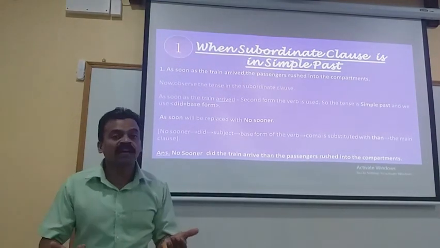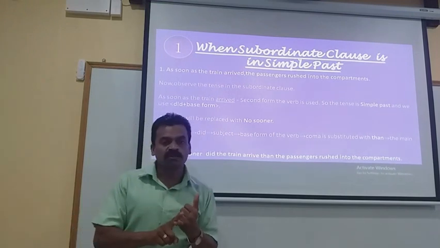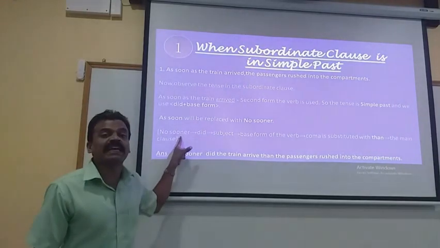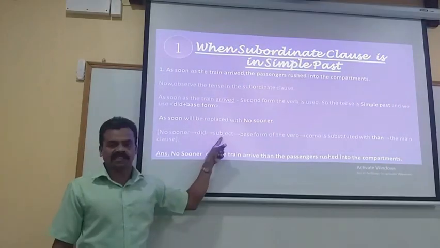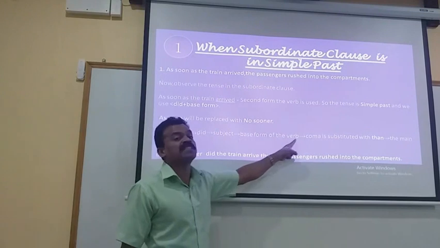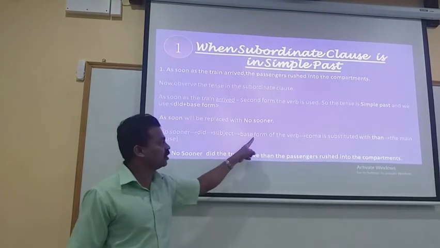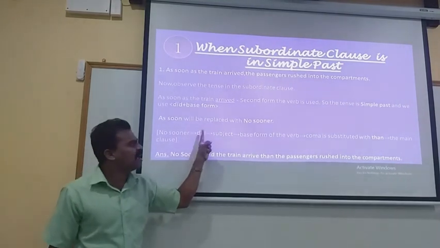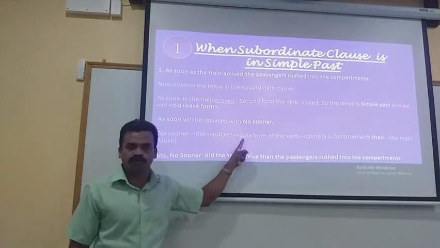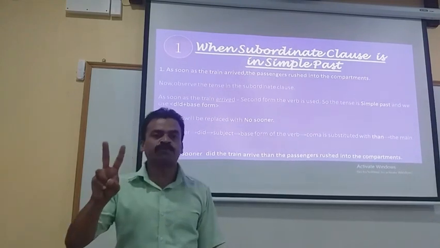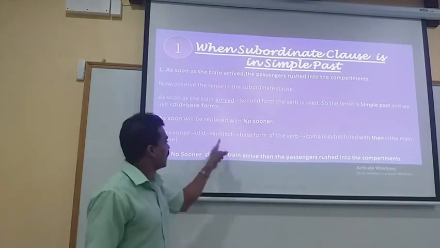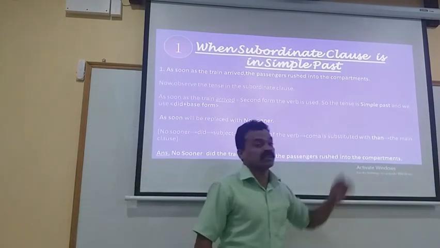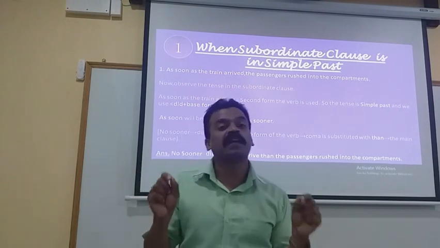When you come to no sooner, immediately after no sooner, make use of the second form of the verb, that is did. So no sooner, immediately after no sooner did, then place the subject, and immediately after that the base form of the verb. As I have already indicated, we have already made use of did. When you make use of the second form of the verb, the next verb must be in its base form. You cannot make use of two second forms in the same statement. So after the subject, base form of the verb, then the comma is substituted with than. That is another point to be remembered.